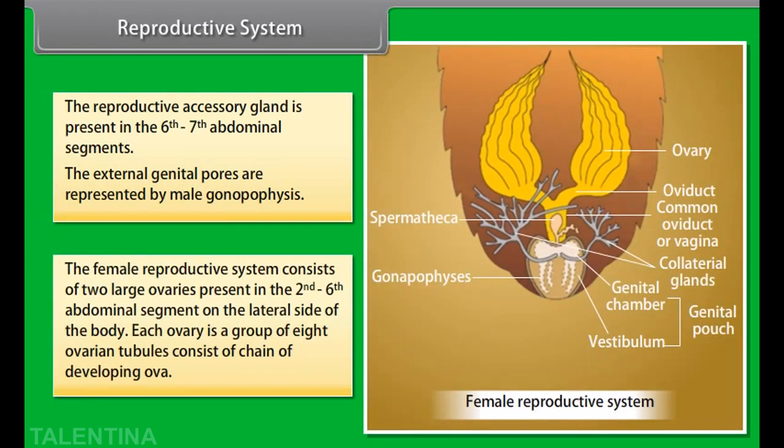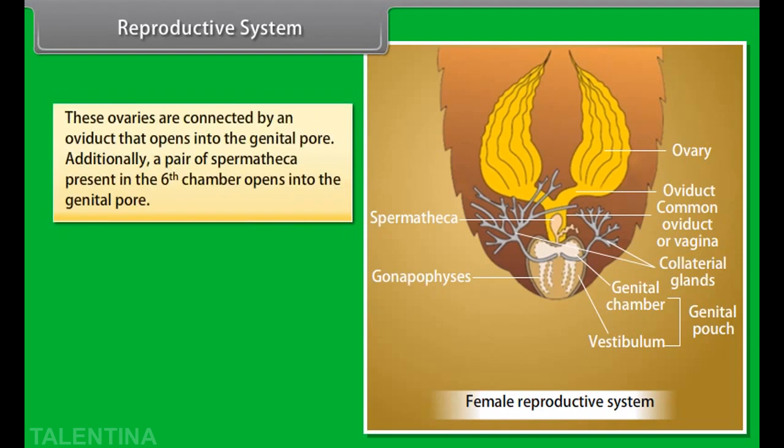The female reproductive system consists of 2 large ovaries present in the 2nd to 6th abdominal segments on the lateral side of the body. Each ovary is a group of 8 ovarian tubules, consisting of a chain of developing ova. These ovaries are connected by an oviduct that opens into the genital pore. Additionally, a pair of spermathecae present in the 6th segment opens into the genital chamber.